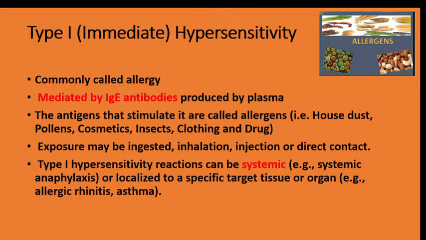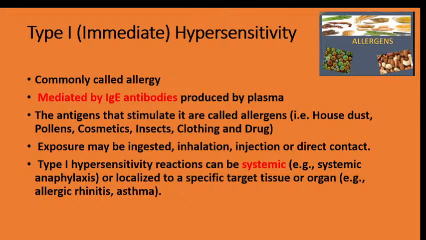You all will be aware of the different types of antibodies present in our body. There are 5 antibodies: G, A, M, D and E. Types 1, 2 and 3 hypersensitivity are antibody mediated. I said there are 4 types: type 1, type 2, type 3 and type 4. Types 1, 2 and 3 are antibody mediated and type 4 is actually a cell mediated hypersensitivity.